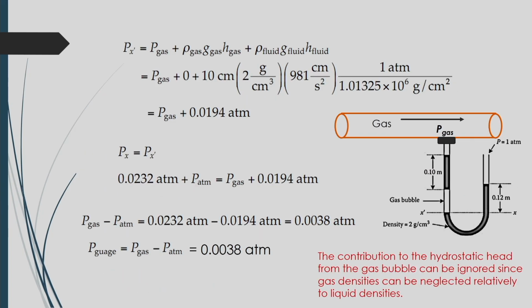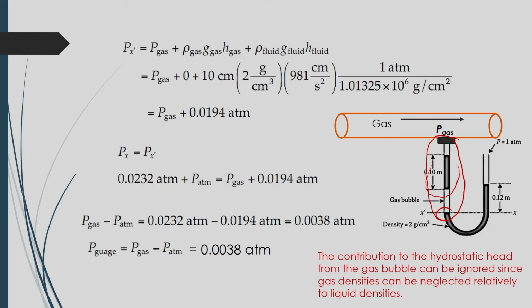After that, you have to calculate the pressure at the left leg of this manometer, that is at point x dash, P x dash. It will be equal to P gas plus rho gas into g into h gas. This is also hydrostatic pressure because of the gas present here, and also the fluid here, this 0.10 meter of fluid. So, in that case, rho fluid into g into h fluid you have to calculate.